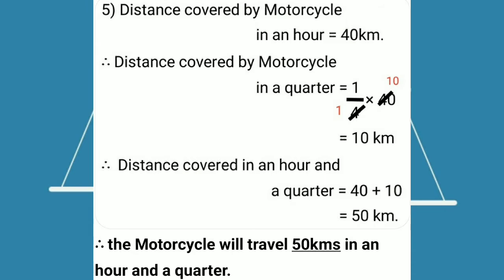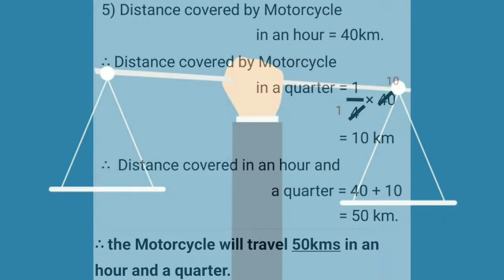So in a period of an hour plus a quarter, the motorcycle will cover a distance of 40 plus 10, that is 50 kilometers. Therefore, the motorcycle will travel 50 kilometers in an hour and a quarter.